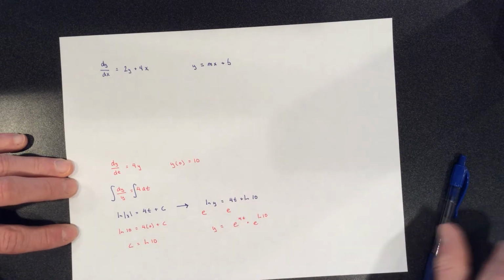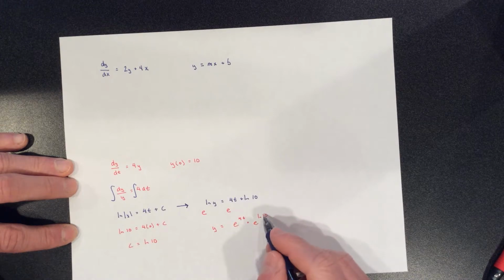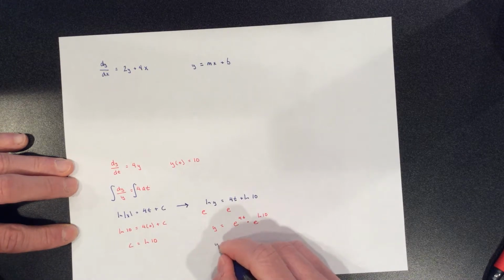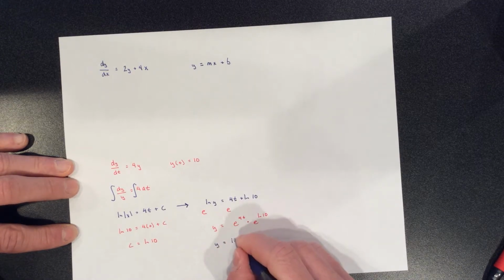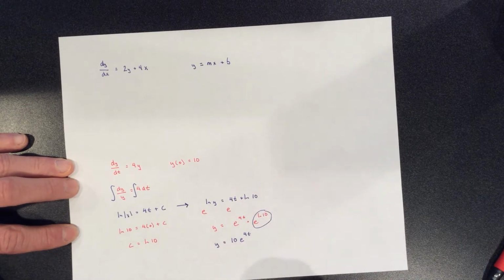Again, remember your exponent rules. e to the 4t plus the natural log of 10 is the same thing as e to the 4t times e to the natural log of 10. But e to the natural log of 10 is just 10, and I get 10e to the 4t. Again, this is just 10.